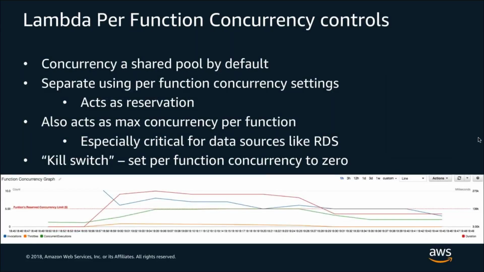So I talked about this a little bit here already, Lambda per function concurrency throttles. Again, this is a shared pool inside of an account per region. You do have the ability to configure this per function, so you can either not configure it or configure it. And essentially what it does is it acts as a reservation against that total capacity number.